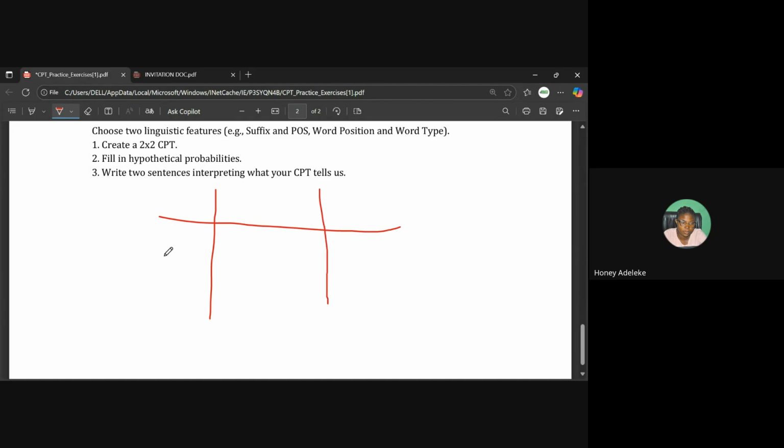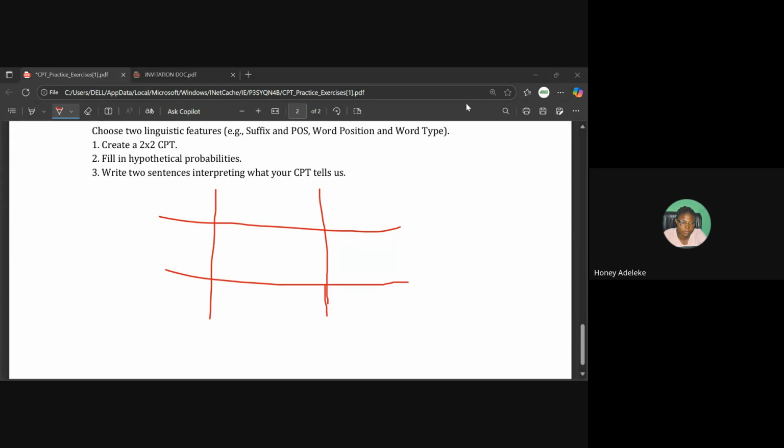Yeah, so this is what is expected of you in that assignment. Let's assume that I want to work with the first suggestion here, suffix and part of speech. And say I want to work with the suffix "ing".